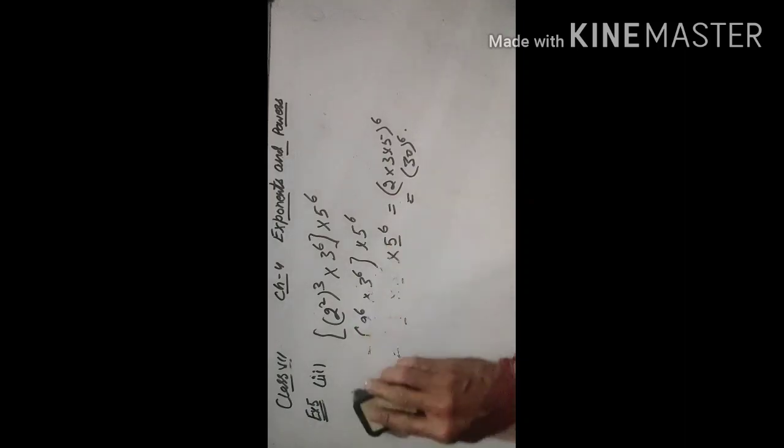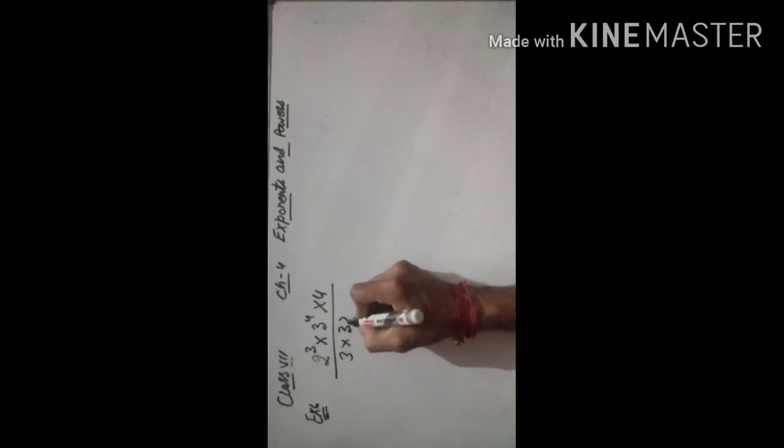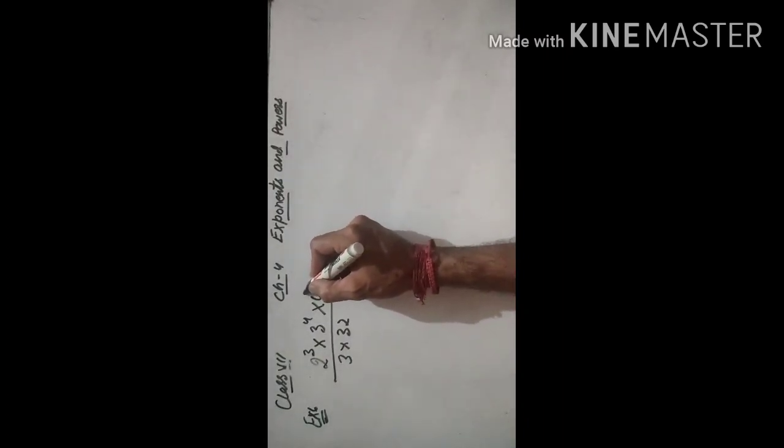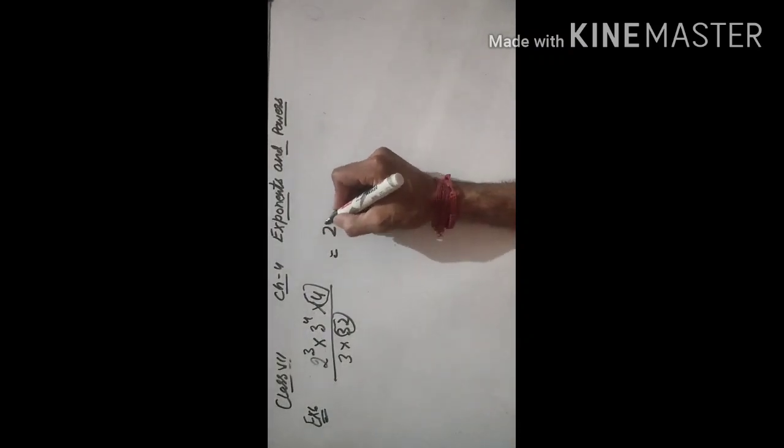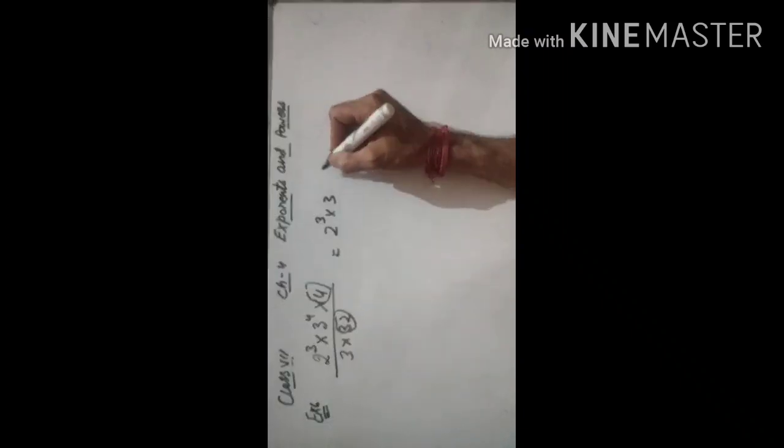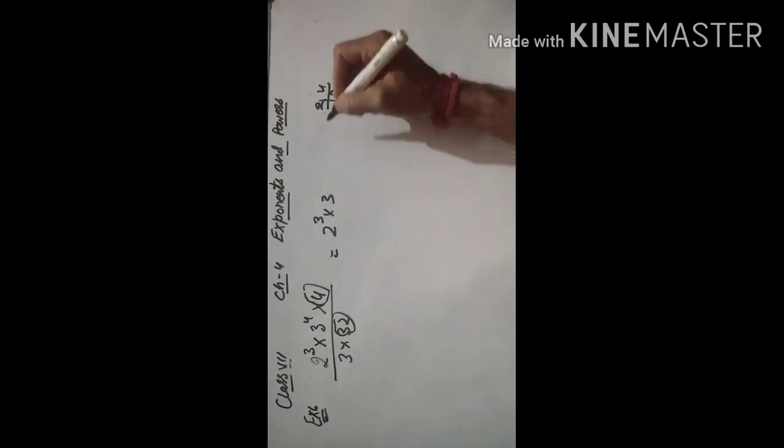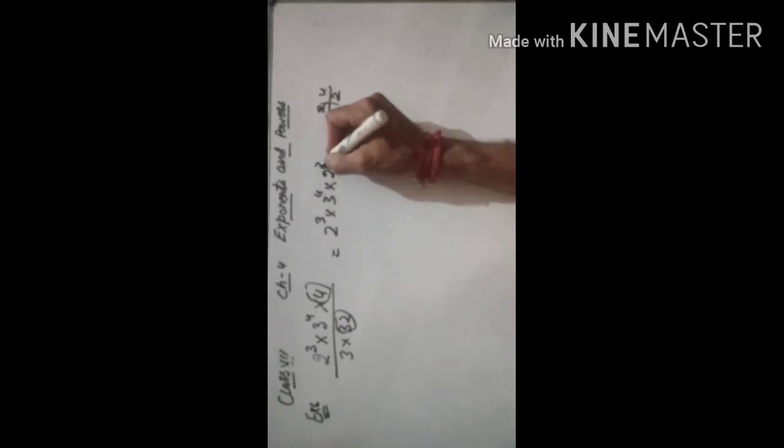Now example 6. Example 6 is 2 to the power 3 into 3 to the power 4 into 4 divided by 3 into 32. First of all, these are composite numbers, 4 and 32. We have to convert them into prime factors. So 2 to the power 3 into 3, the factors of 4 are 2 and 2, 2 into 2, that is 2 to the power 2.